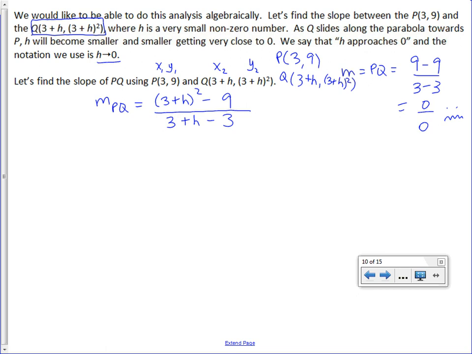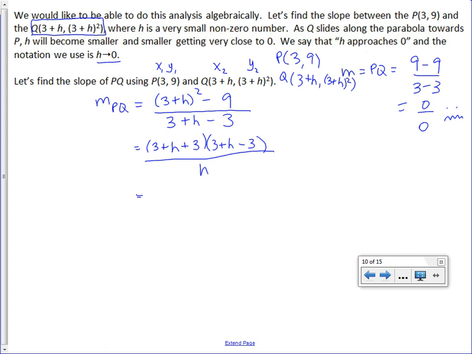So, look at the top, look at the numerator, guys. You have something squared minus 9. That's a difference of squares, isn't it? So, what would the factored form of that numerator be? The square root of (3 plus h) squared would be 3 plus h. And then I add and subtract the square root of 9, which is 3, all over. What's 3 plus h minus 3 going to be? Just h. Make sense?